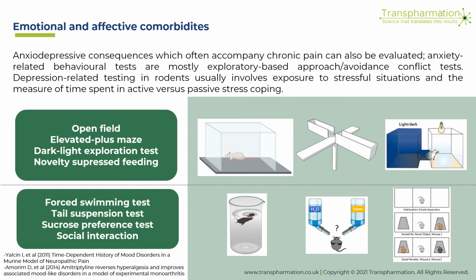Anxiodepressive consequences, which often accompany chronic pain, can also be evaluated by assessing anxiety and depressive-like behaviors. By using tests such as the open field and elevated plus maze for anxiety-like behaviors, and forced swimming and sucrose preference tests for assessing depressive-like behaviors, several studies have shown promising effects on the use of such tests to assess affective comorbidities of pain for drug discovery.